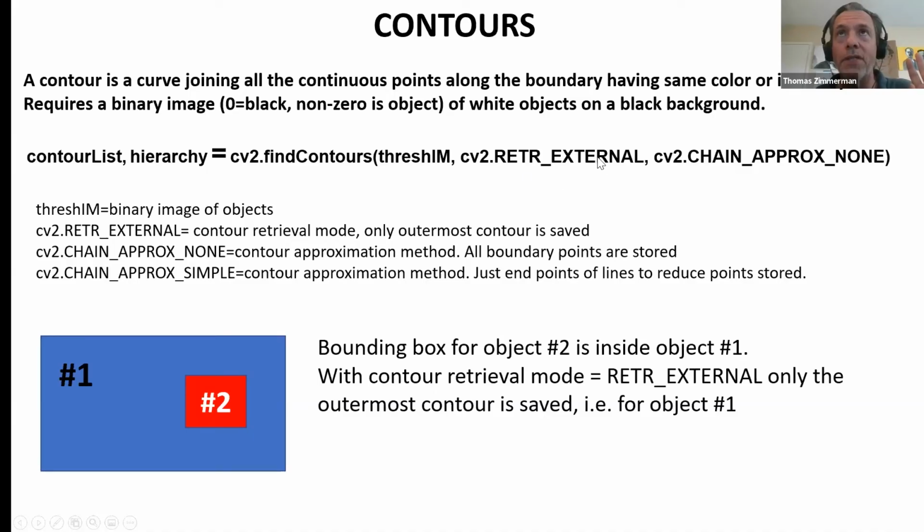Since we're not doing that, we're using this return external command, which says, if there is an object in an object, just give us the contour of the outermost object. Okay, that's a lot to take in. Does that make sense? The idea of hierarchies and why we are only concerned with the outermost object in the hierarchy?